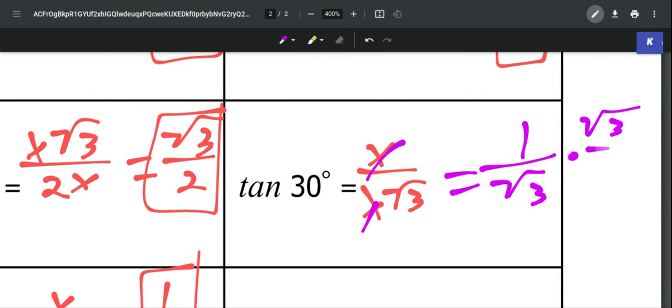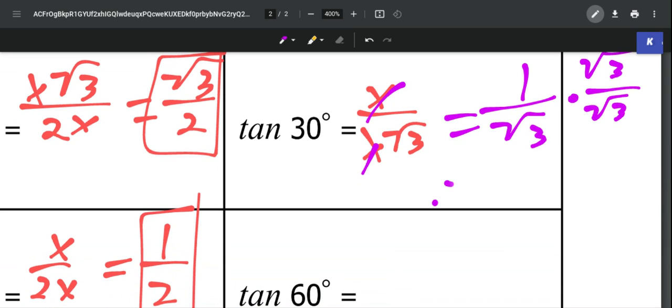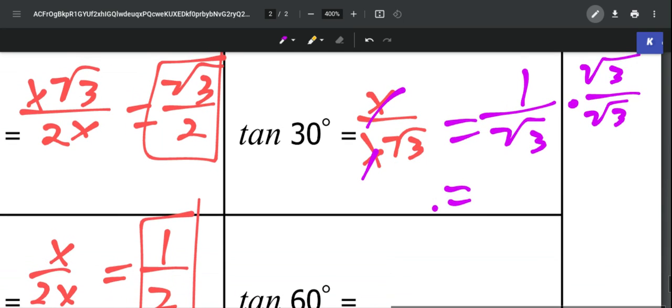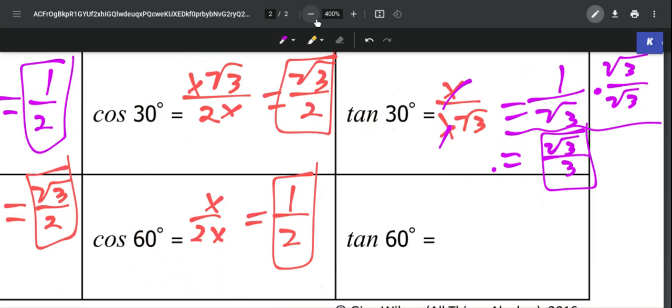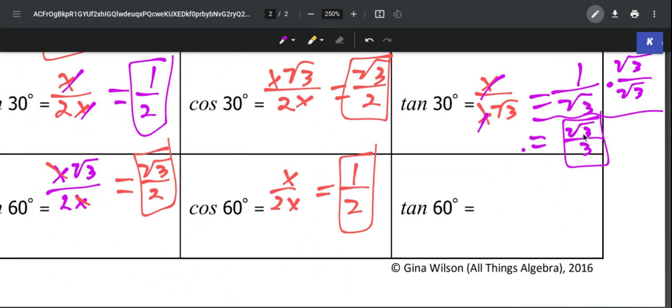square root of 3 over square root of 3. We multiply it by the top and the bottom, and we'd be left with square root of 3 over 3, because square root of 3 times square root of 3 is square root of 9, and square root of 9 is 3. So tangent 30 is equal to square root of 3 over 3, or radical 3 over 3. So if you ever see tangent 30, immediately it's radical 3 over 3.